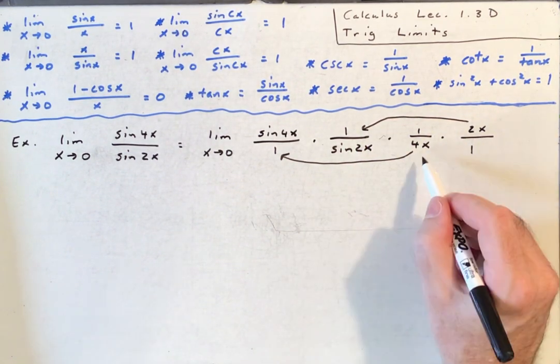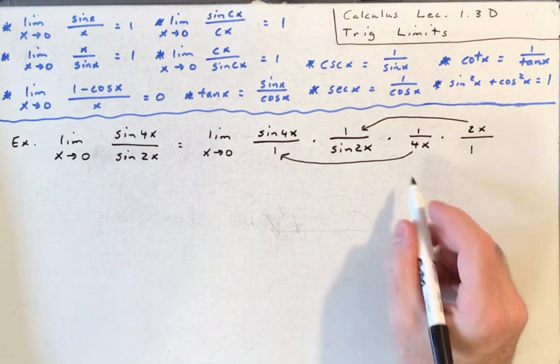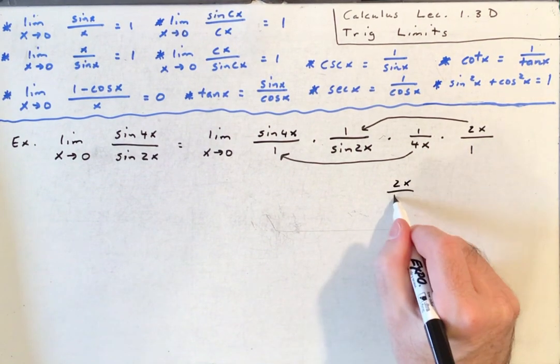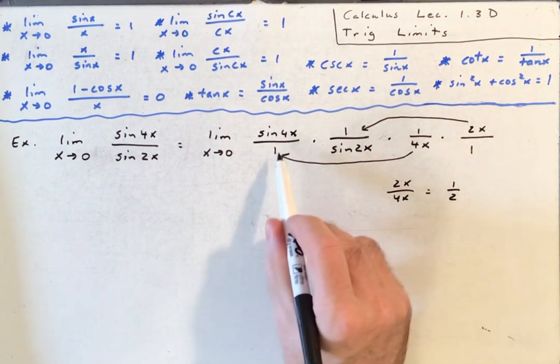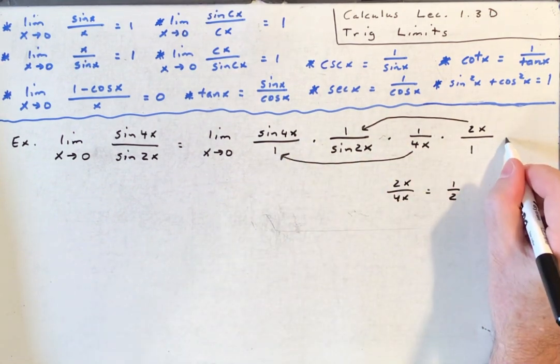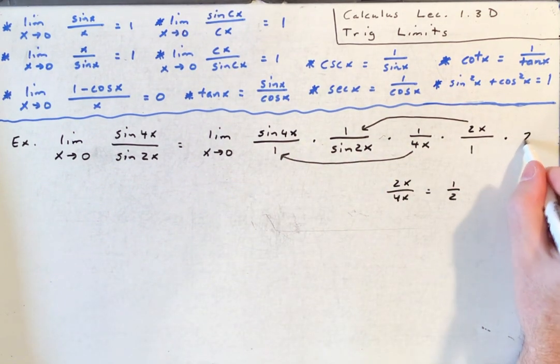Now what did I multiply this whole thing by? I multiplied it by 2x over 4x, which is just, the x is canceled, that's 1/2, right? So if I multiplied the whole equation by 1/2, then to compensate I have to multiply by 2.